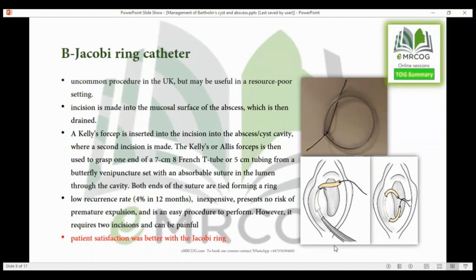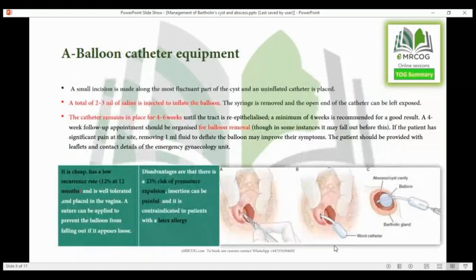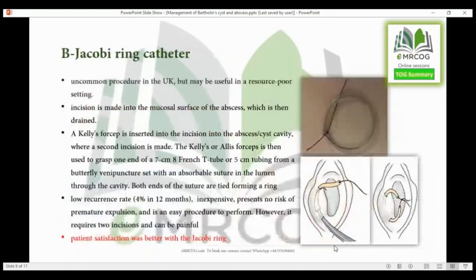However, it will require 2 incisions and it will be very painful, of course, because you are inserting a foreign mass inside healthy, live tissue. Even after all this, there is better patient satisfaction with the Jacobi ring than the balloon catheter. It's not my word, it's the study results that Jacobi ring catheter has better patient satisfaction.